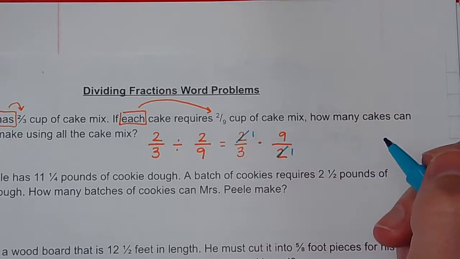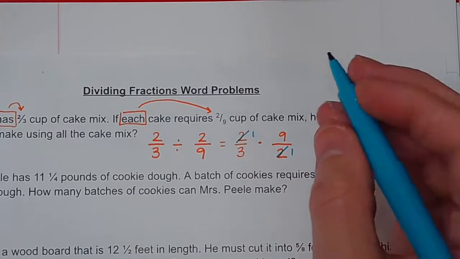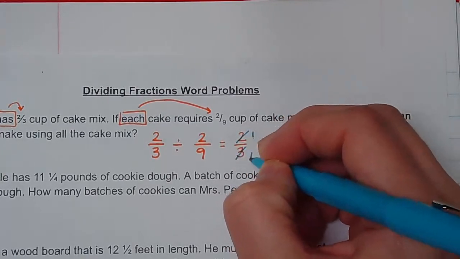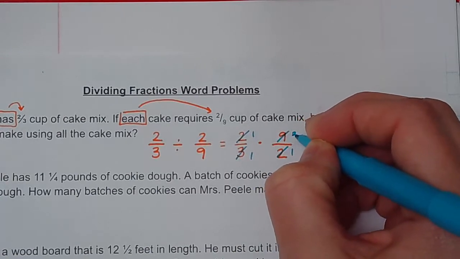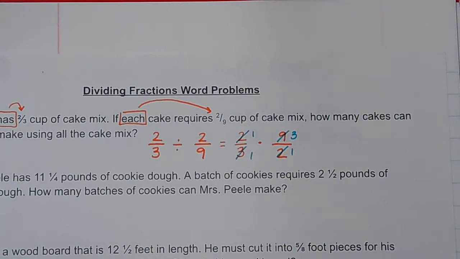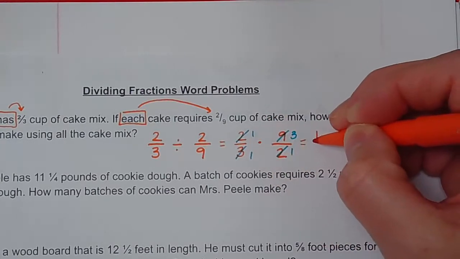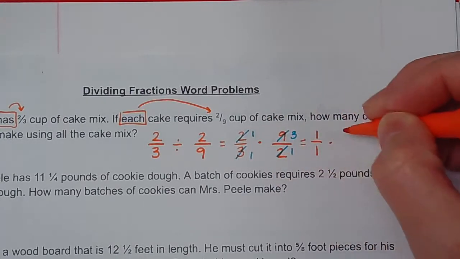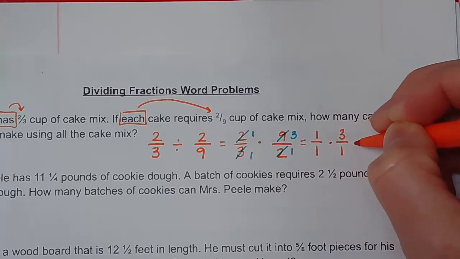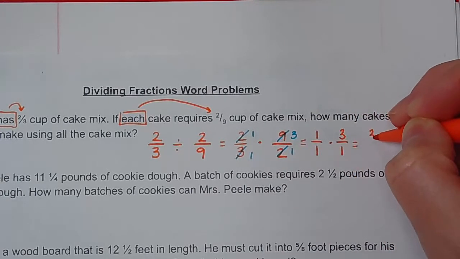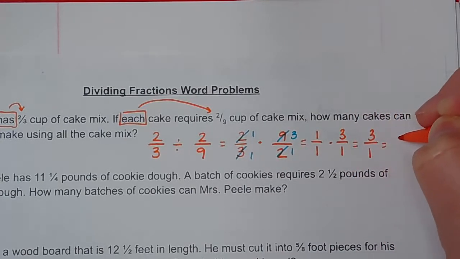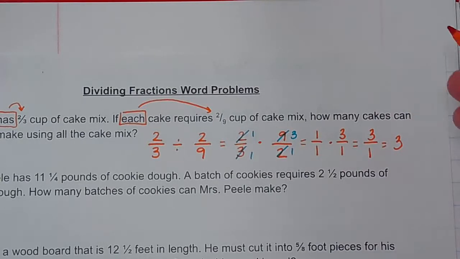What goes into 3 and 9? Well, that would also be 3. So 3 divided by 3 is 1. 9 divided by 3 is 3. So now, when I solve this, my fraction is 1 over 1 times 3 over 1. 1 times 3 is 3. 1 times 1 is 1. So my answer is 3 cakes.